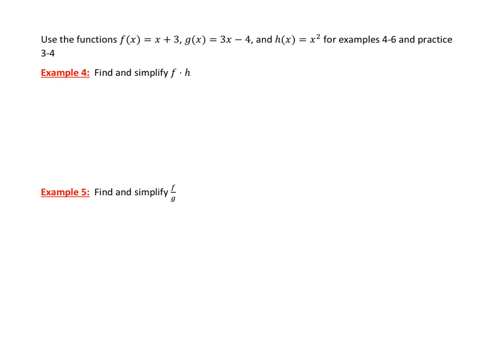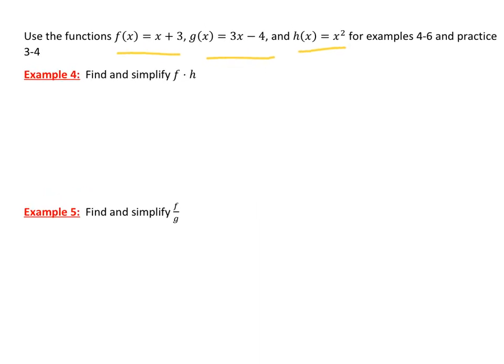Okay, now on to example 4. For the next group of examples, we are going to be using the functions f of x equals x plus 3, g of x equals 3x minus 4, and h of x equals x squared. Going through the examples, we have f times h, so we're literally going to set it up as f of x, which is x plus 3, times h, which is x squared.